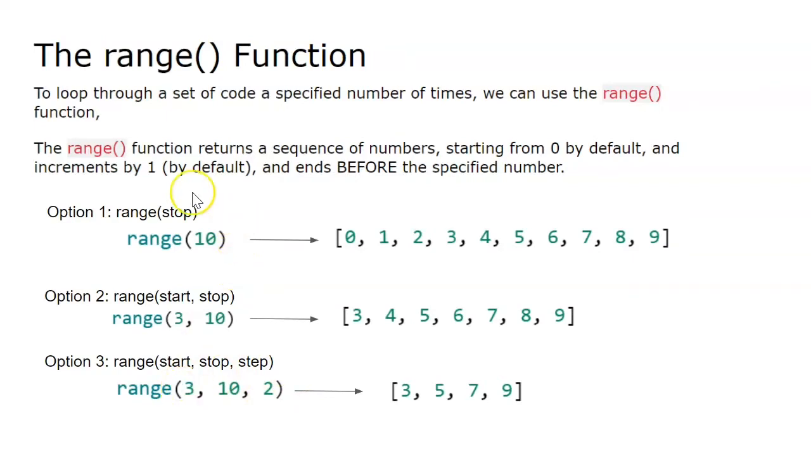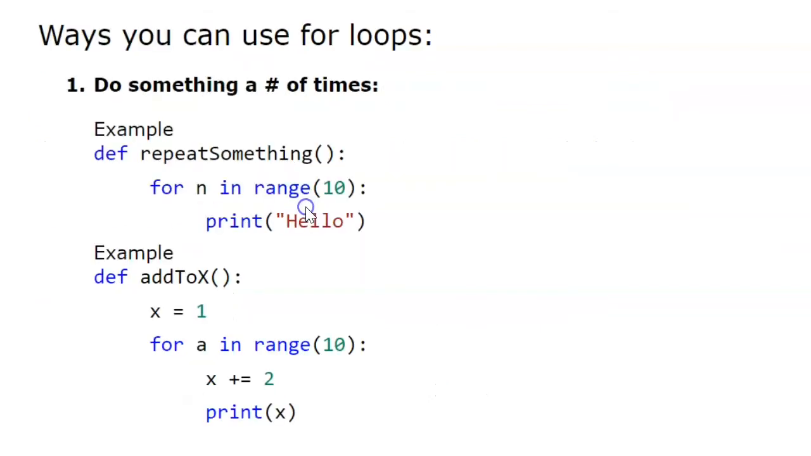90% of the time, you're just going to be using the range function with option 1. You're just finding the range of some integer value, and that's it. That's what we're going to be doing a lot with our for loops. So now we can use the range function along with a for loop to repeat something some number of times.